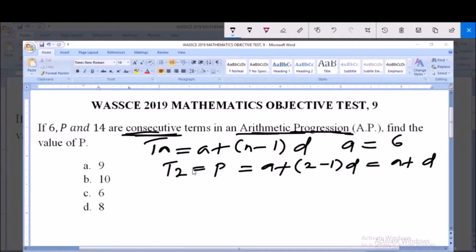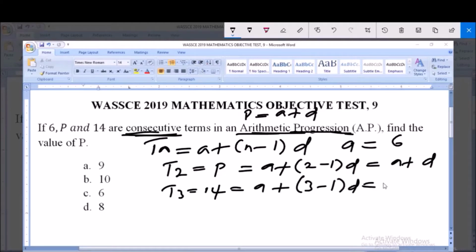Our third term T3 is equal to 14 and is equal to a plus 3 minus 1 d, which is a plus 2d. Now this is equation 1. Our equation 2, we have that 14 is equal to a plus 2d.